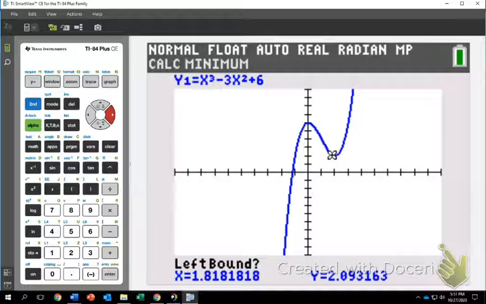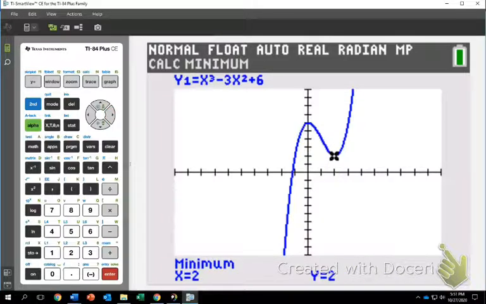I think I'm at the minimum, so I'm going to go to the left. It's a little hard to see, so I'm going to go one more time. Remember, 2 is your maximum. Go back to your minimum. 1, 2 is your maximum. Press enter, enter. And I get a minimum of 2.2.